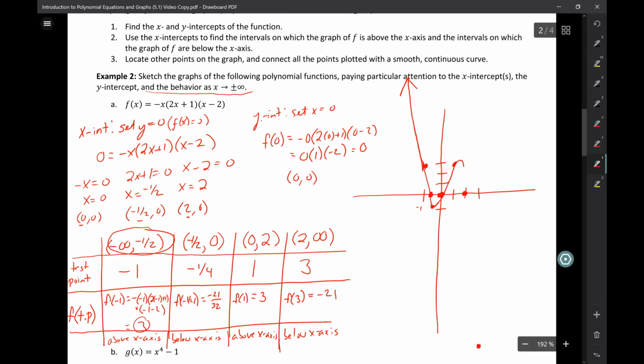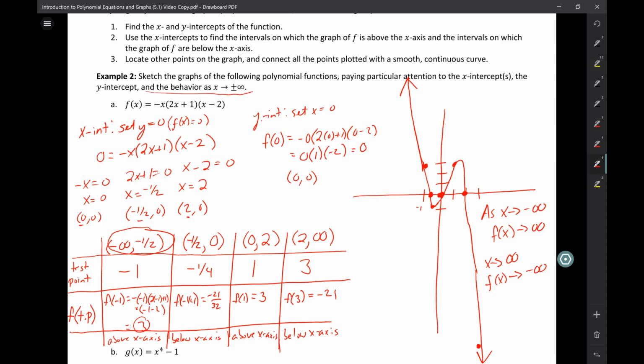But then we know next it has to cross the x-axis again at (2, 0). But once it gets beyond 2, it must always stay below the x-axis. So therefore, it must look like this. So as you can see, as x goes to -infinity, the whole function goes to infinity. We also know that as x goes to +infinity, the whole function goes to -infinity. So that is what we call end behavior. And so we've graphed the function for this first scenario here.